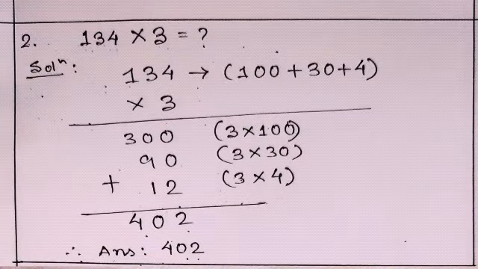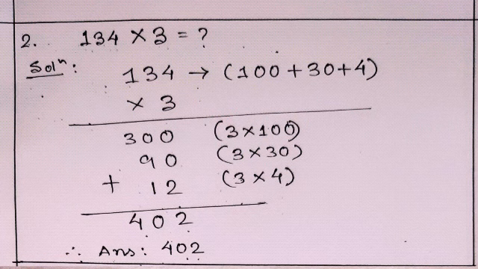Let us discuss our second question. What was our second question? Our second question was multiply 134 by 3. So first of all, we need to expand the biggest number. Here the biggest number is 134. See, I have expanded first. After expanding, what have I got? I have got 100 plus 30 plus 4.